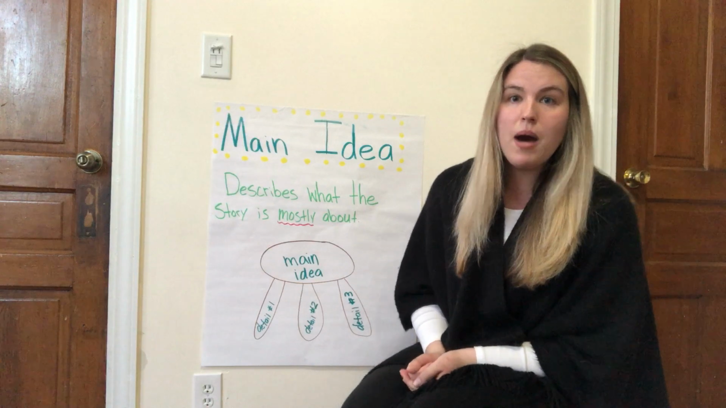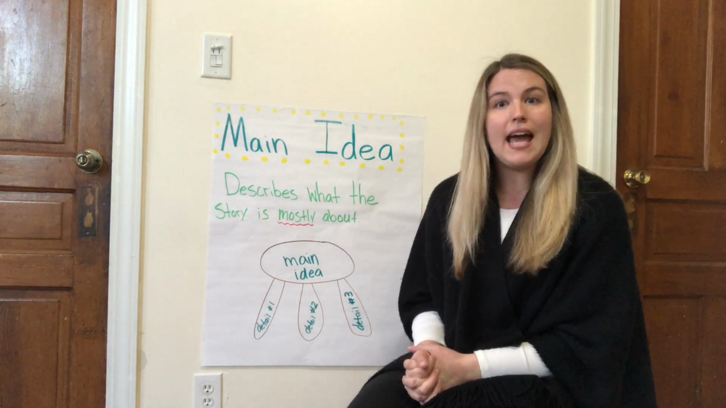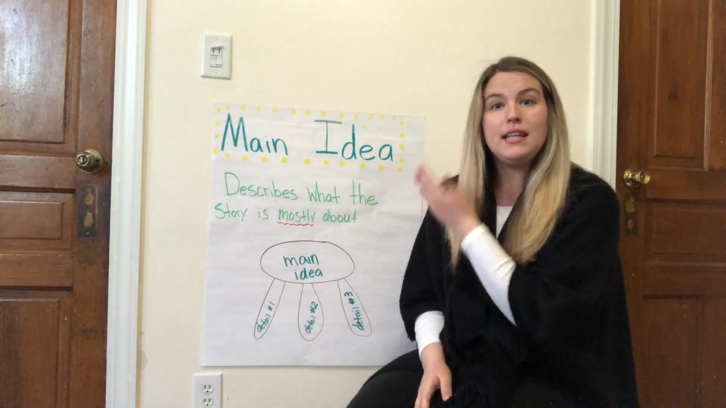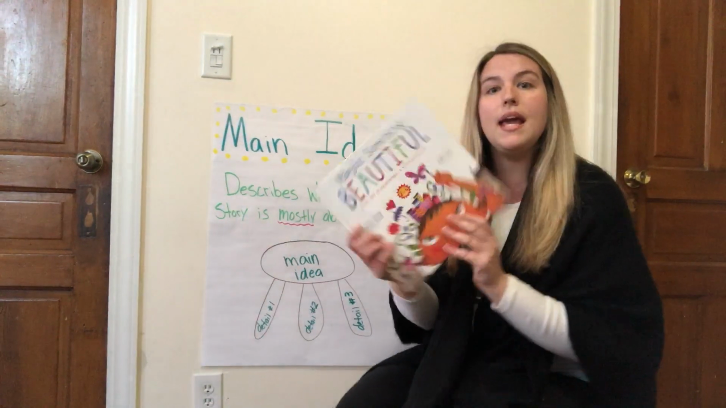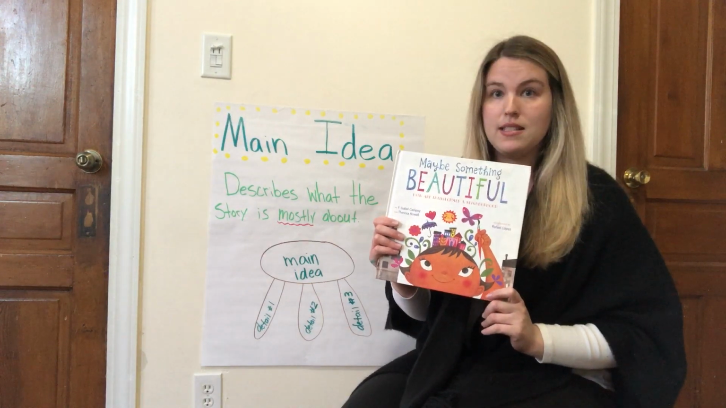Today we're going to continue talking about main idea. Yesterday you talked about main idea with Mrs. Moore, and she read you the story I Like Slop with Piggy and Gerald. Today we're going to continue talking about main idea, and we're going to use the book Maybe Something Beautiful to help us find the main idea.